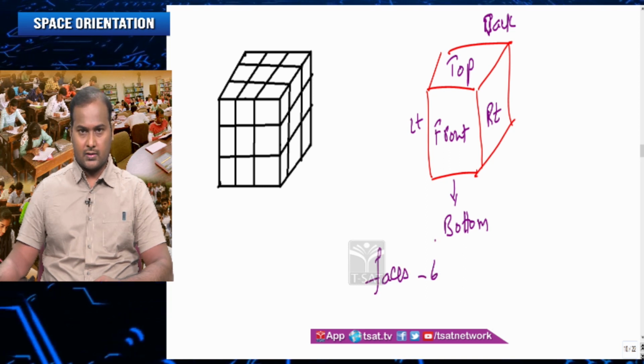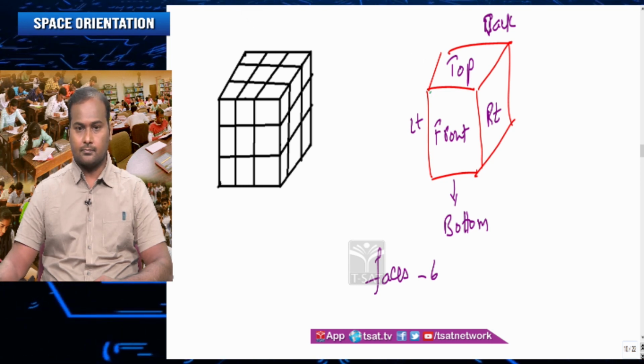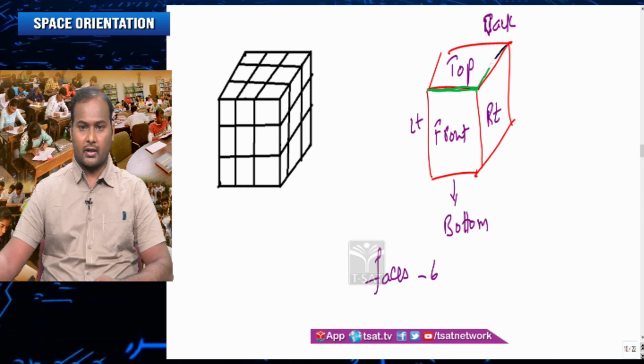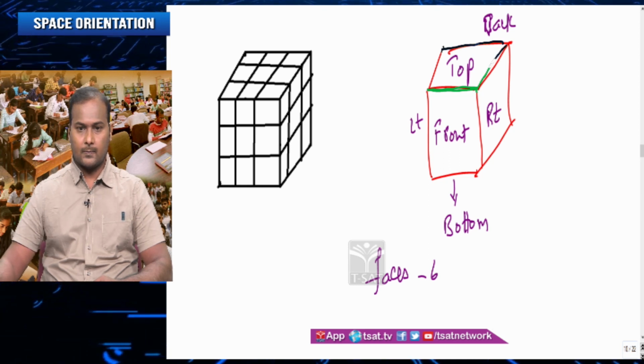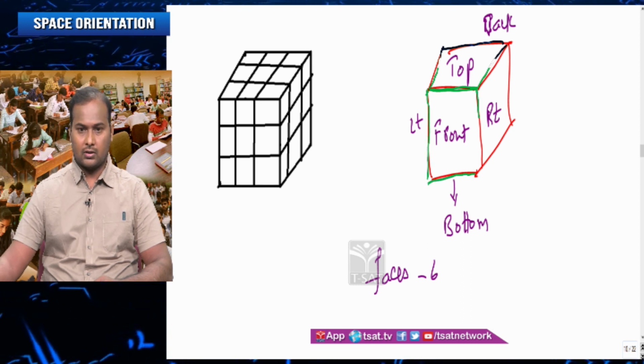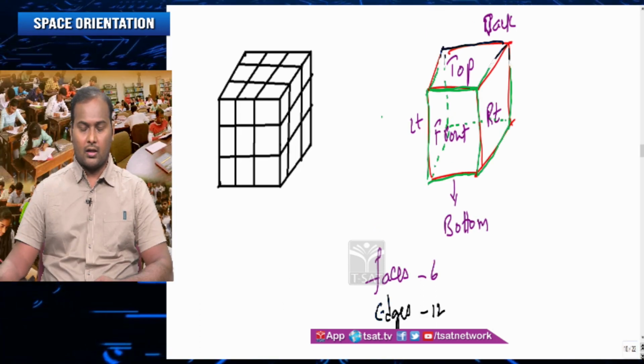Faces are always 6. Now, how many edges? This is very, very important. How many edges do we have? So this forms one edge, this forms one edge, second, third, fourth, fifth, sixth edge, seventh, 8, 9, 10, that is on the back, 11 and 12. So whenever we talk about edges, edges are always 12.